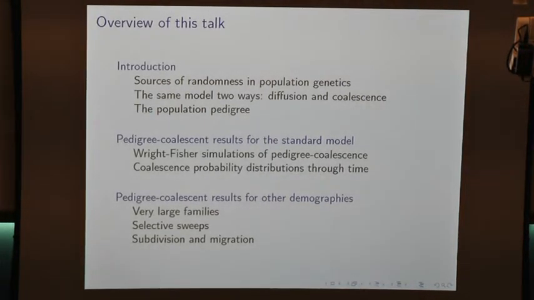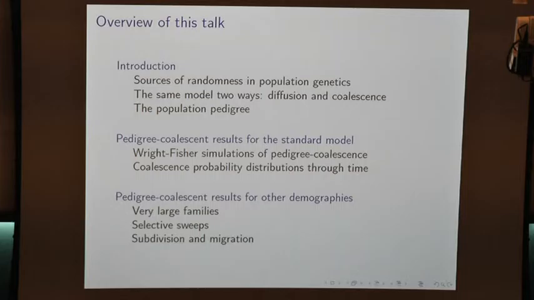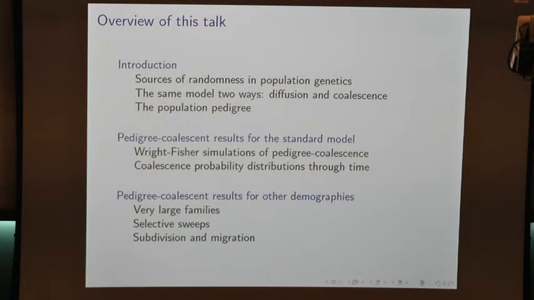Here's a kind of outline of what I will talk about. I'm going to talk a little bit in the introduction about sources of randomness in models in population genetics, and make reference to models that look forward in time, diffusion models, and coalescent models which look backward in time. The point being that they're basically the same model, looked at two different ways. Then I'll introduce the idea of the population pedigree and show you some simulation results. They're all simulation results that I'll talk to you about today, of coalescence within pedigrees.